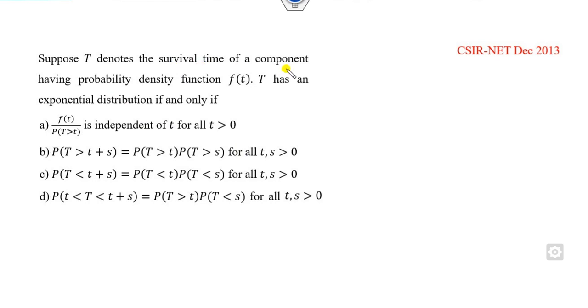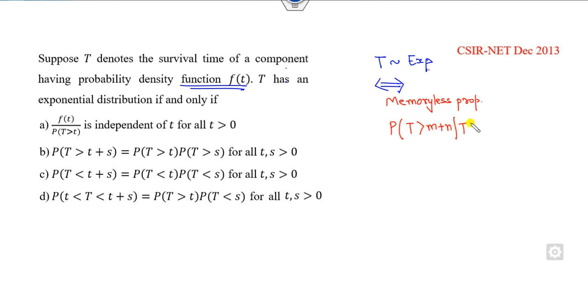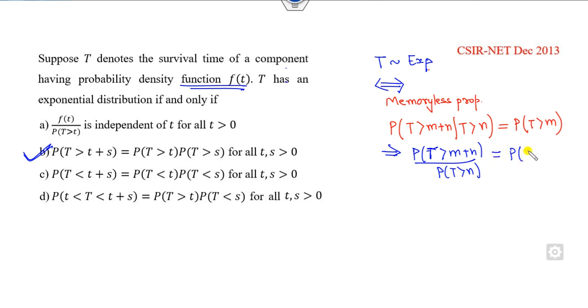Fine. Okay, look at this another one. Suppose T is my survival time of the component, having the PDF as this. Capital T is my exponential distribution if and only if... So you know what is the property of the exponential distribution? It follows the memoryless property. So what is the memoryless property? Probability of T greater than m plus n given T greater than n is nothing but probability of T greater than m. Now if you look at that, this result is correct, because if I write this value as probability of T greater than m plus n divided by probability of T greater than n, and then multiply them, you can see the second result holds.